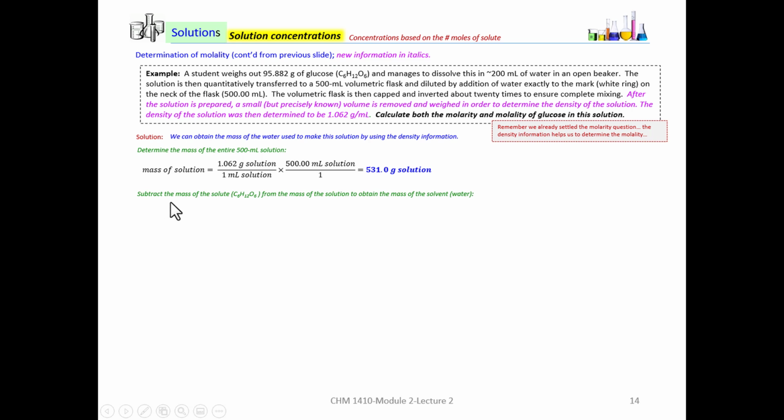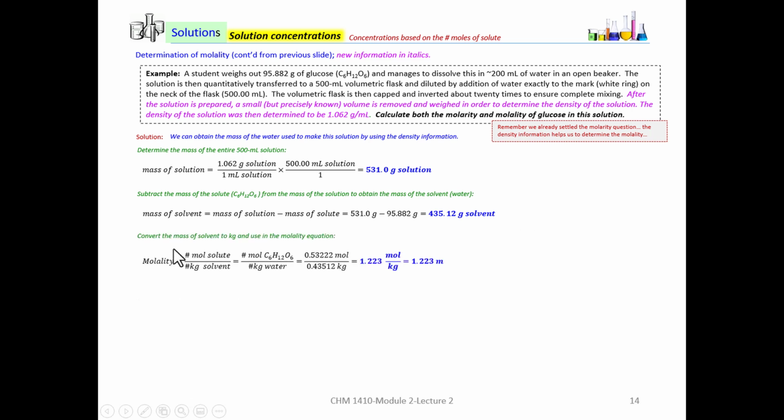We can simply now subtract the mass of the solute from the mass of the solution to obtain the mass of the solvent water. So here we have the mass of the solution. We subtract the mass of the glucose, which gives us the mass of the solvent water. Note here I'm carrying an extra significant figure for a little bit. Then we can simply convert the mass of the solvent to kilograms and use it in our molality equation.